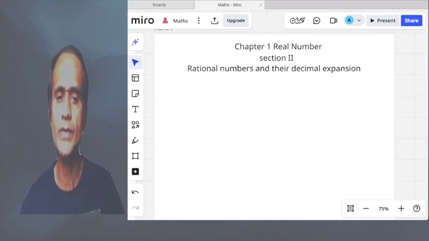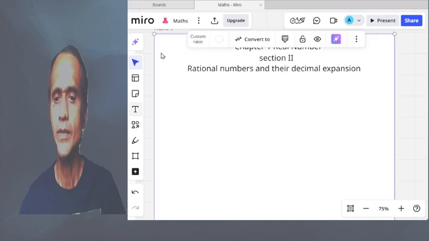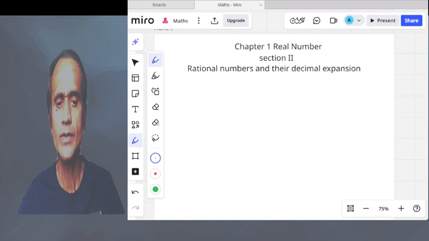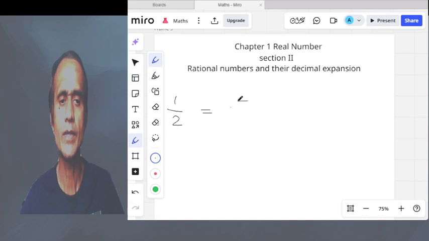So, in this second section on real numbers, we are going to study their decimal expansion. So, if I start with a very simple fraction or rational number, and convert this fraction into decimal, I get 0.5.